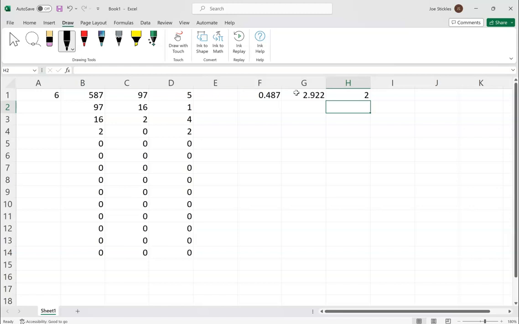Now, going forward, I want to do the next decimal part. So here, how would I get the 0.922? How can I get the 0.922 out of it? That's the part that I want that's left over. Yeah, just subtract, well, yeah, we can take this G1 and subtract H1, right? That'll leave the decimal part. We agree?